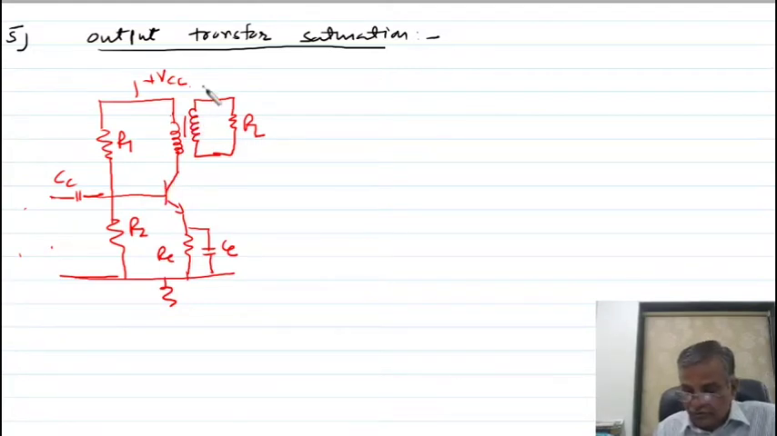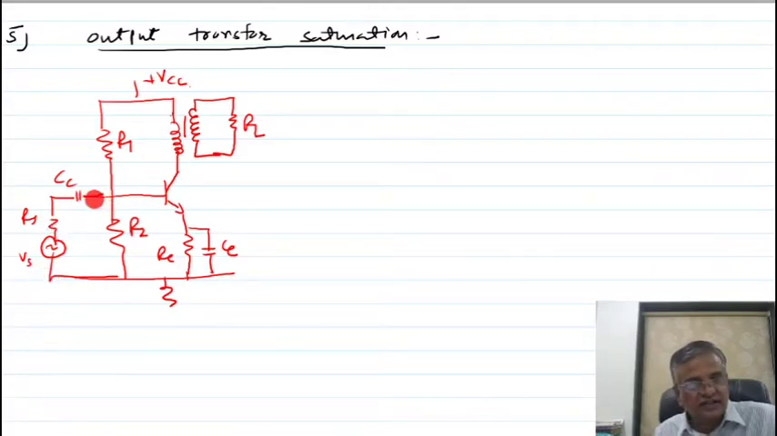Now, as you apply this AC signal, the base current changes, and as the base current changes, the collector current changes. As the collector current changes, the flux associated with the primary changes. As the flux associated with the primary changes, the flux associated with the secondary changes due to mutual inductance. As a result, output voltage is developed across RL. Look again at what I am telling you.